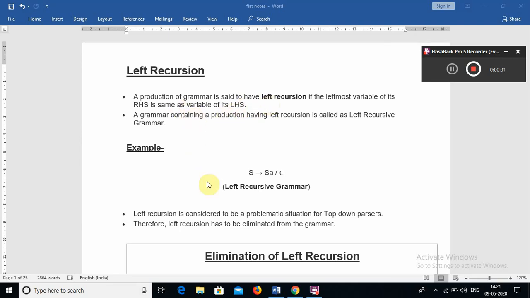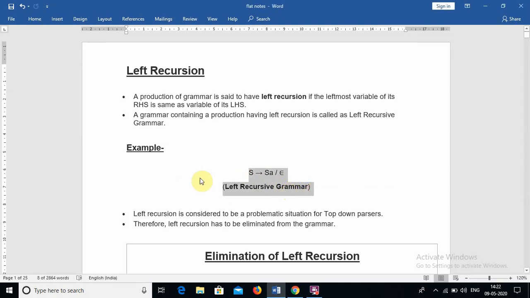Repeating with an example: if a grammar is S to SA slash epsilon, this is a grammar production rule. It consists of two parts, a left part and a right part. If the leftmost non-terminal symbol in the RHS is the same as the LHS, then the grammar is said to be a left recursive grammar. In general, left recursive grammar is a problem for the top-down parser.